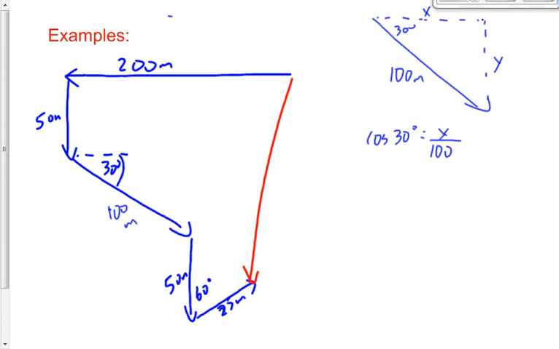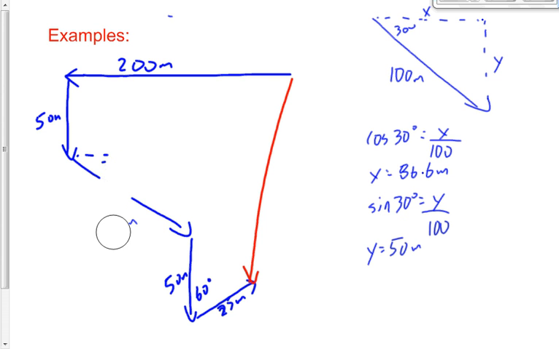Now, to solve this, we're just going to take the 100 up and say 100 times cosine 30. That ends up being equal to 86.6 meters. The y component we're going to find by the sine function, because it's the opposite side. Y ends up being equal to 50 meters. So what we can do, if we want to, and I know for a lot of people this is helpful, maybe not for everybody, is replace that with an x component that's 86.6 and a y component that's 50.